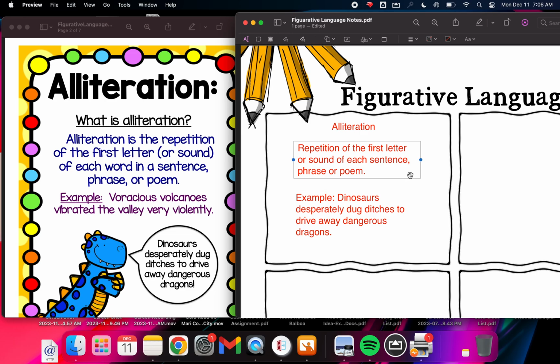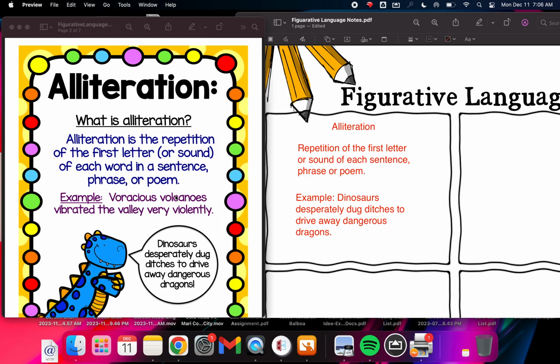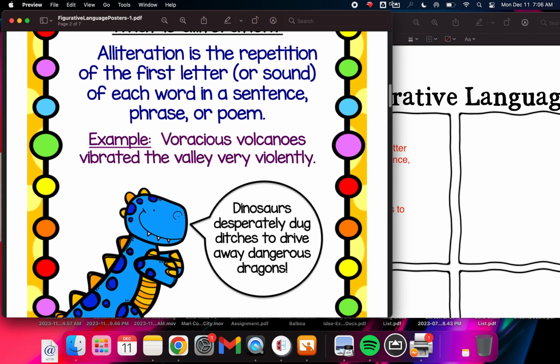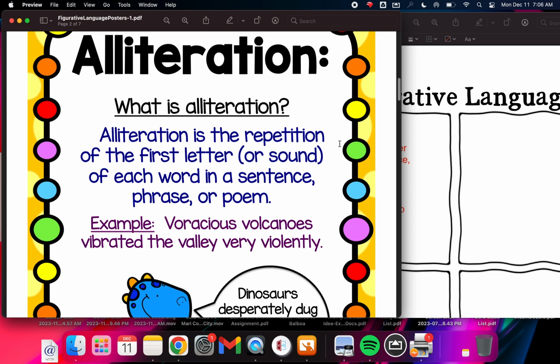Okay. So we have our first one. Again, you should have the type of figurative language at the top. You should have the definition and then an example of each one. So that's alliteration. You've probably definitely heard these in tongue twisters as well.